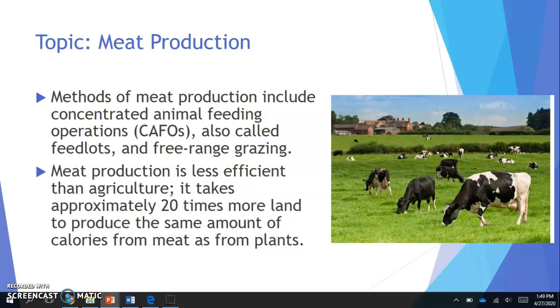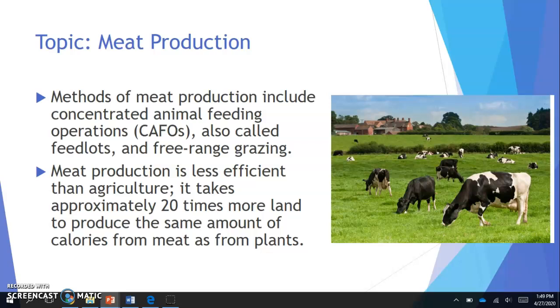looking at the environmental side of the impacts of meat production. So meat production includes concentrated animal feeding operations, also known as CAFOs, also known as feedlots or free-range grazing. So basically this is just raising animals for meat production. And a lot of times feedlots, especially for chickens, those chickens will be in very concentrated areas. So there'll be a lot of them in a little amount of space. And it's not really sanitary or humane.